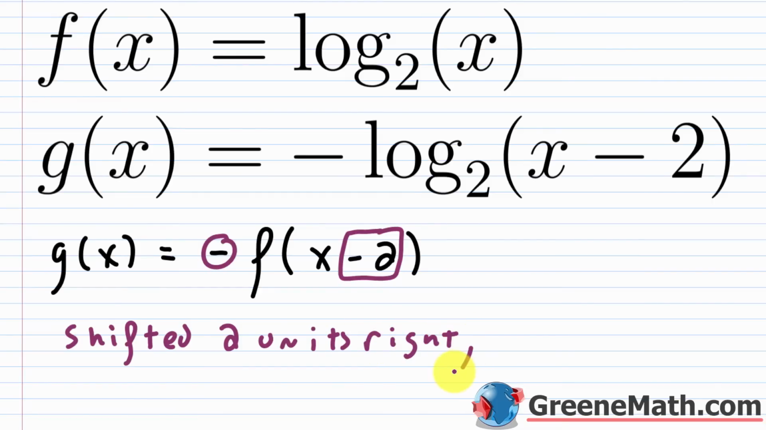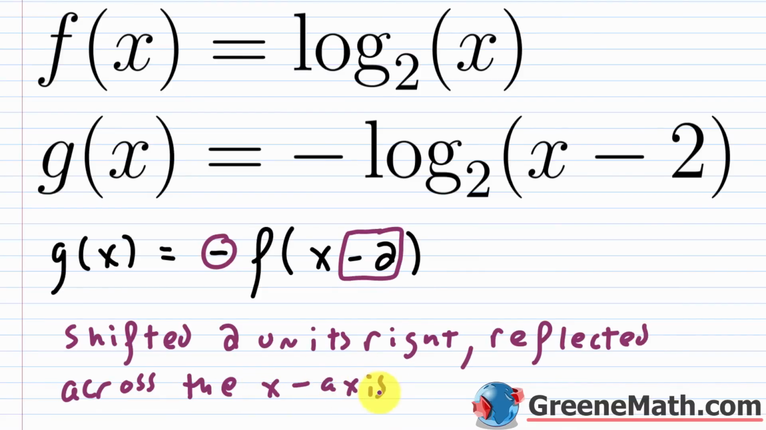And then the next thing is I would think about this right here, the negative of f of x. That's creating a reflection across the x-axis. In other words, for the same x value, now you're getting the opposite y value. So let me put reflected across the x-axis. So those are the two things that are going to happen. A point on this first function f would be shifted 2 units to the right and then reflected across the x-axis to get that point on g.